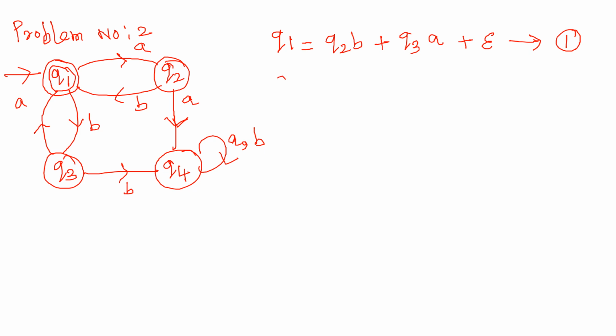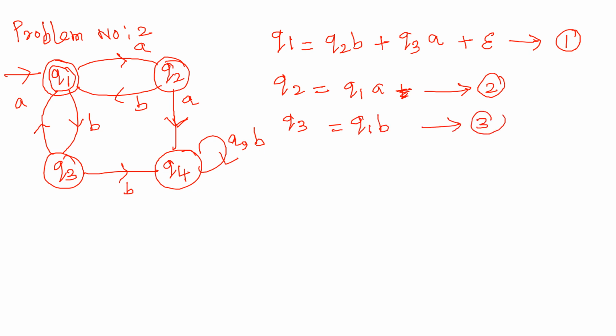Equation 2 like that you have to check. So what is Q2? Q1 A plus Q2, any in-degree, nothing is here, so you just leave it. This is equation 2. Like that you can write the Q3 equation also. Q3, you are getting Q1 B only. So this is your third equation.